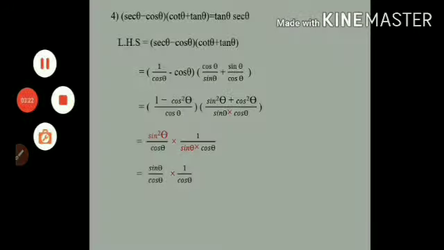See, I have typed it in red color. Check the previous step: 1 minus cos square gives me sin square theta upon cos theta, remains the same. Again from the second bracket, sin square theta plus cos square theta is equal to 1, upon sin theta into cos theta, remains the same. Now check the previous step. It is like this: sin square theta upon cos theta multiplied by 1 upon sin theta into cos theta. Now you can cancel one sin theta from sin square theta.